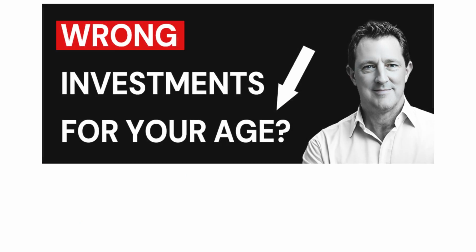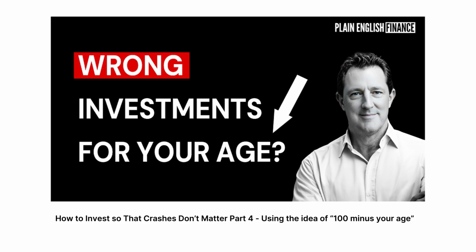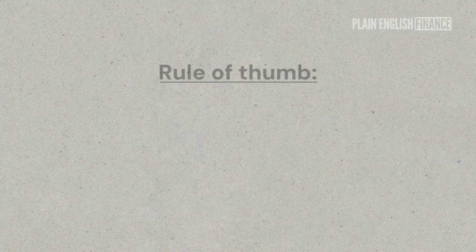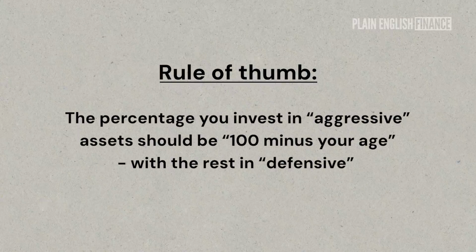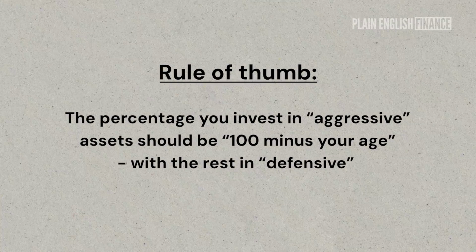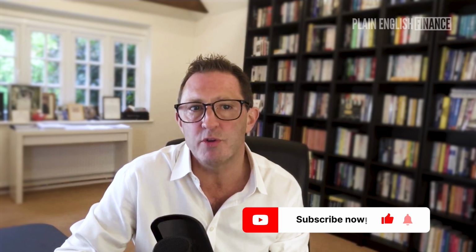This is our 5th video in our recent series looking at how to invest so that crashes don't matter. Last time, we looked at the elegant and durable idea of using 100 minus your age as a great potential rule of thumb to get your mix of aggressive versus defensive investments roughly right, big picture and over your lifetime as an investor. To recap very quickly, one of the key things you're going to want to get right when you arrange your financial affairs is to trade off risk versus reward.